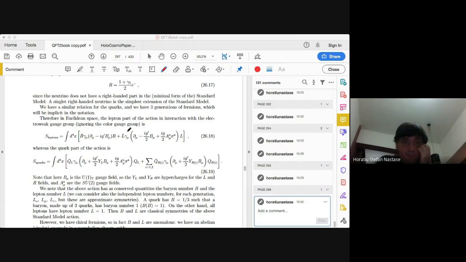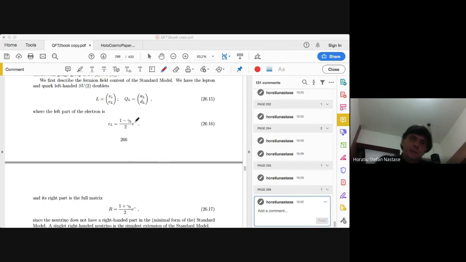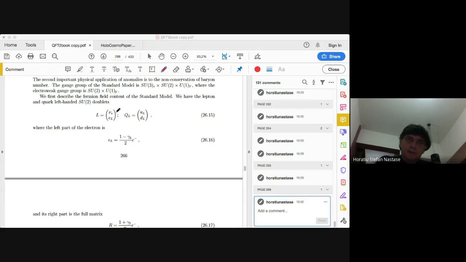As I said, here we considered only the first so-called generation of fermions: electron, electron neutrino and up, down. But the same is true for all three generations. So we can think of this as a matrix in generation space.